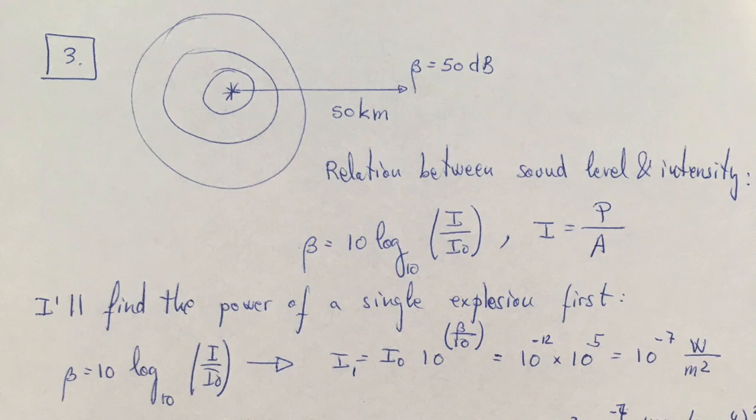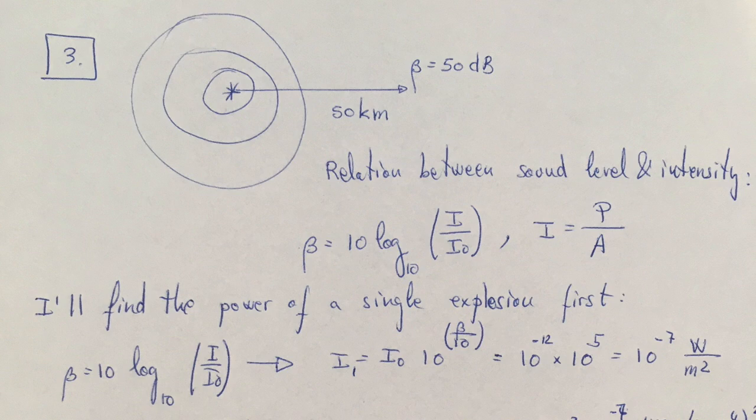The relationship between sound level and intensity is beta equals 10 times the log base 10 of I over I naught. And I, which is intensity, is just the power divided by the area. I will find the power of a single explosion first, where beta is 10 times log base 10 of I over I naught. I solve for the intensity. I will say I sub 1 for this single explosion. So I sub 1 equals I naught times 10 to the power of beta over 10.